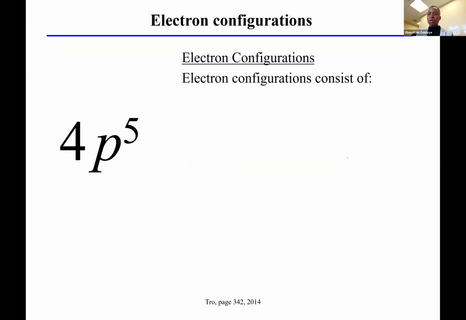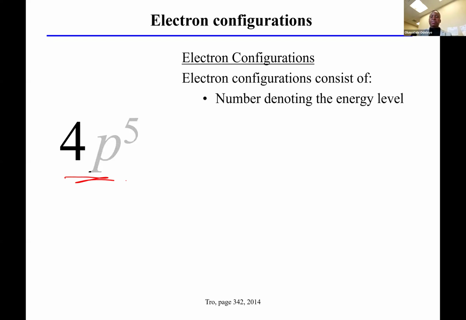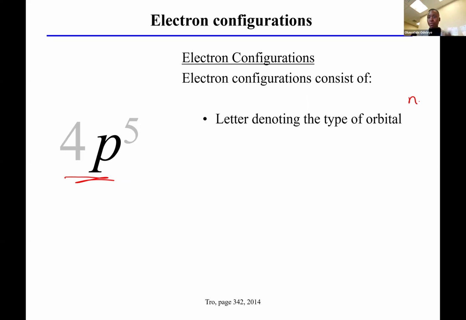Okay, so let's talk about what we see when we write out these electron configurations. We talked about that on the previous slide, but when you look at the electron configuration, it's going to look something similar to this. The big number, the 4, the 1, the 2, whatever that is, tells you what the energy level is. That's n. It's then going to tell you the type of orbital. This is going to be your L.